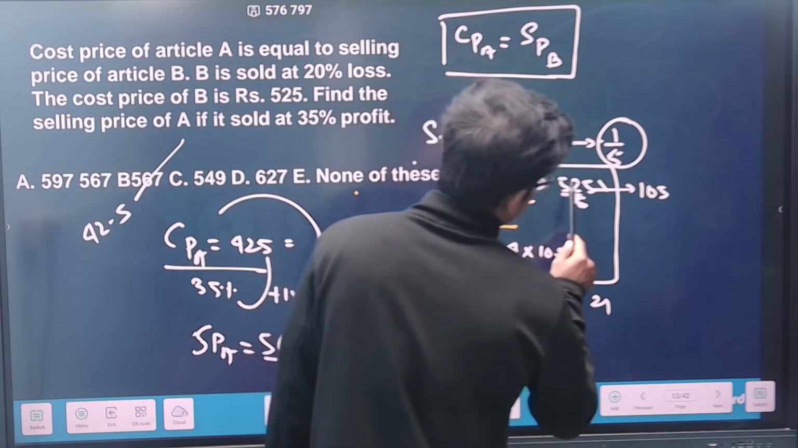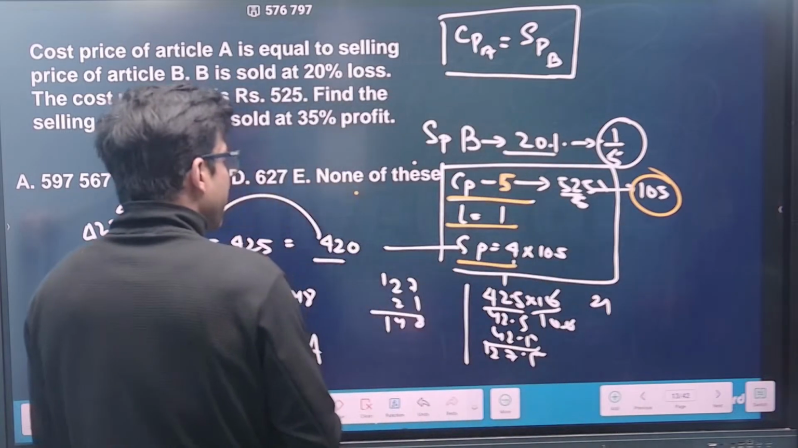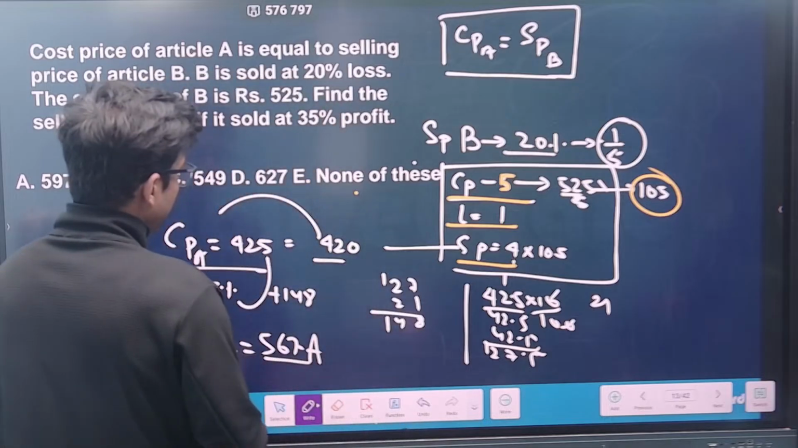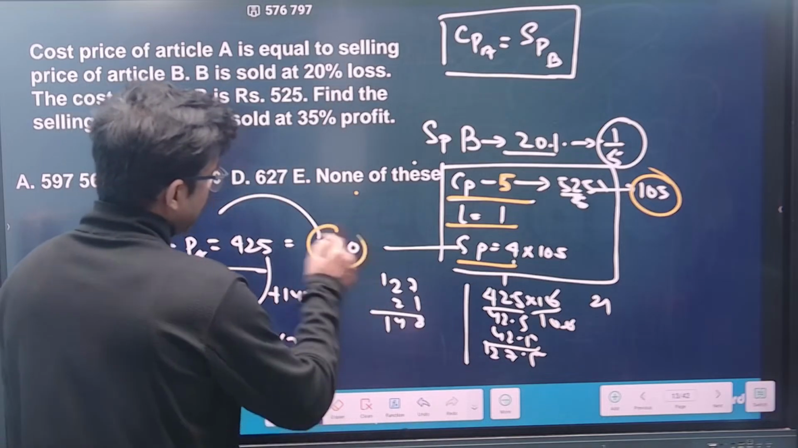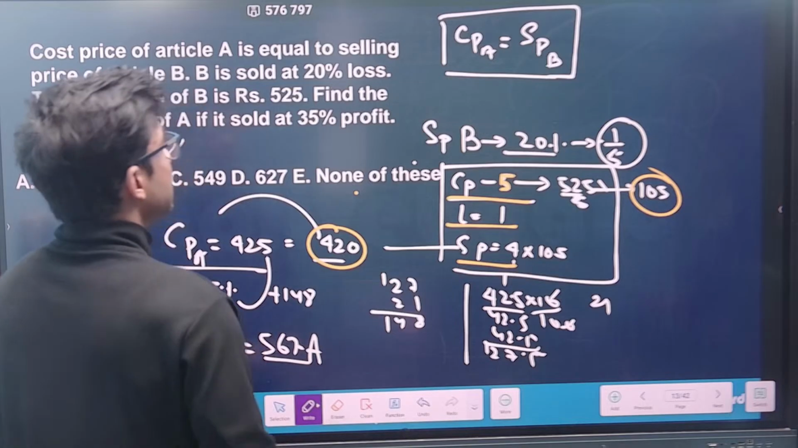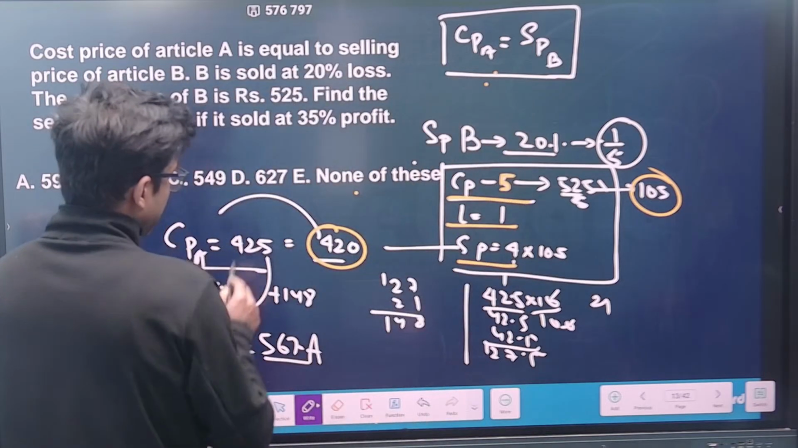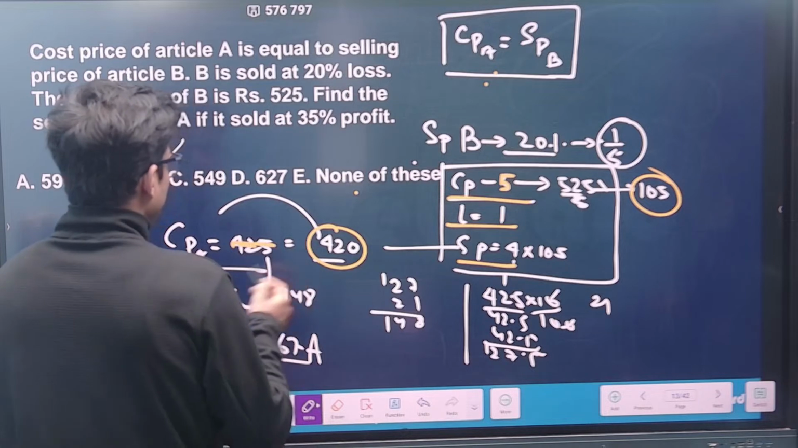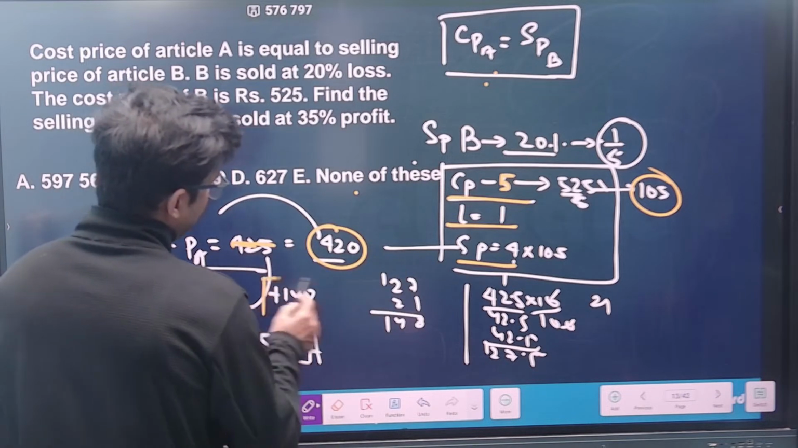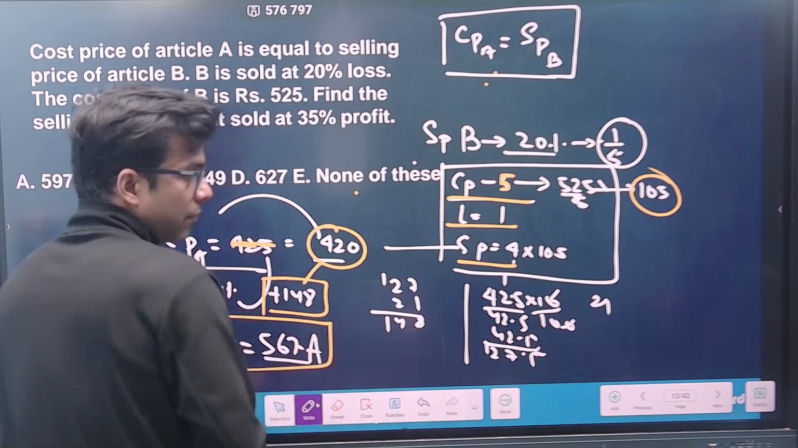If my selling price is 4, I can figure out the value of 5. The value of 5 is given to me as 525. So one value would be 105. So basically my selling price would be how much? Which is 420. Yes. Now I know that, because the selling price of article B is the cost price of article A. This is 420. Now if I sell this 420 at 35% profit, I need to add 148 to it. If I add 148, I would come to 567.